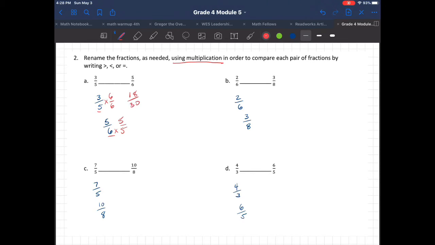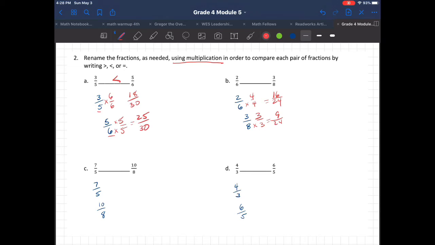So that gives us 18/30 and 25/30. So 25/30 is more than 18/30, which makes 5/6 bigger. Okay, now this one I could do 6 times 8, but I know I can get to a common denominator with a lower number, so I'm going to do it. I know that 6 times 4 is 24, and 8 times 3 is 24. Working with fractions, it really helps to know your multiplication, your times tables.